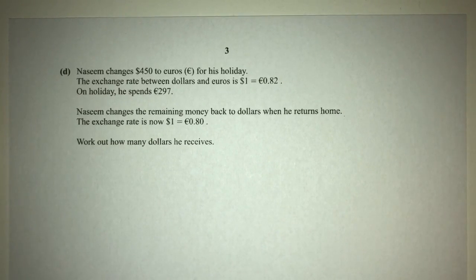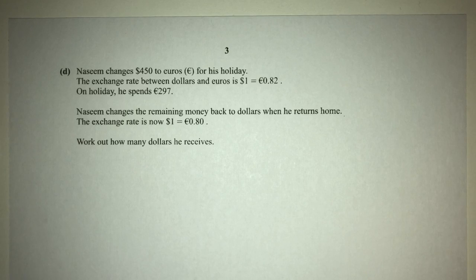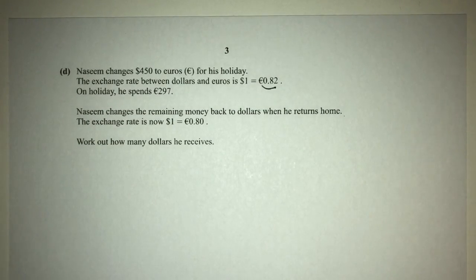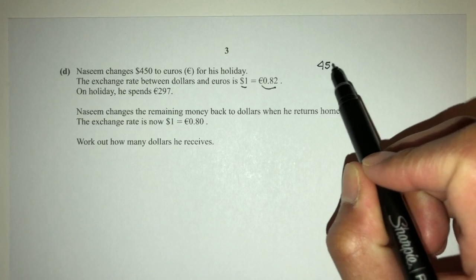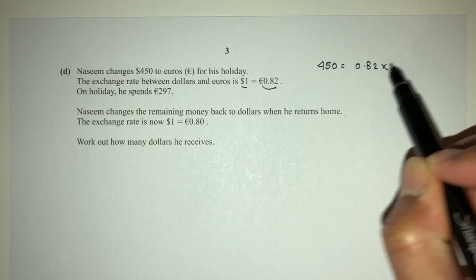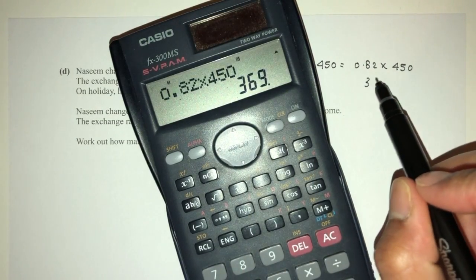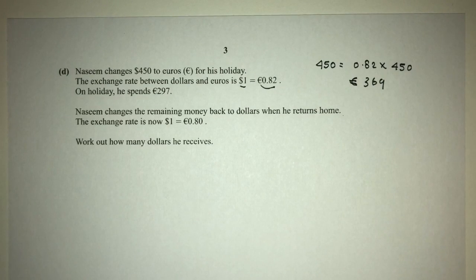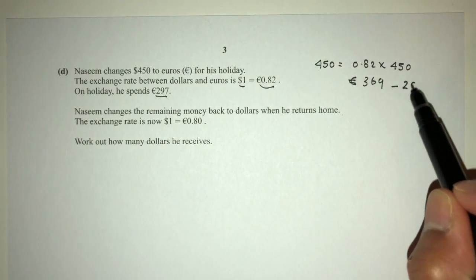Now let's move on to part D. Nassim changes 450 dollars to euros. Okay, the exchange rate between dollars and euros is $1 to 0.82. Okay, that is something we have to use afterwards. So let's just use it right now. Why not? So he has 450. So we know $1 is this much. So how much is 450? It will be this many euros times 450. So 0.82 times 450, that will be 369. So we know that initially he has 369 euros. Now on the holiday he spent 297, so minus 297.